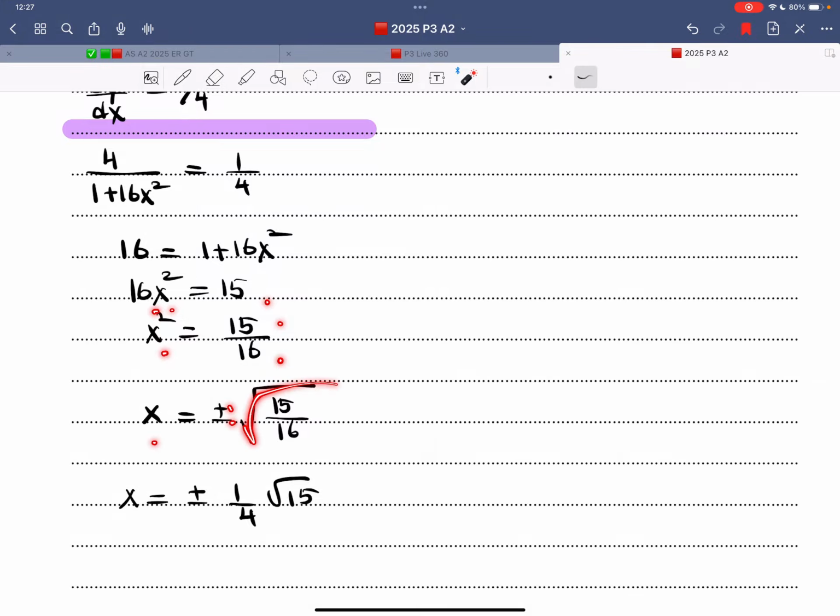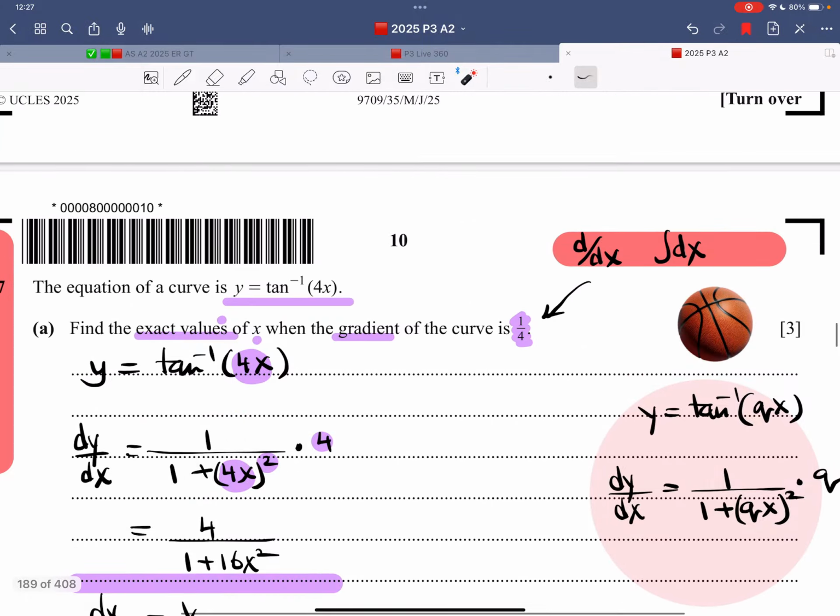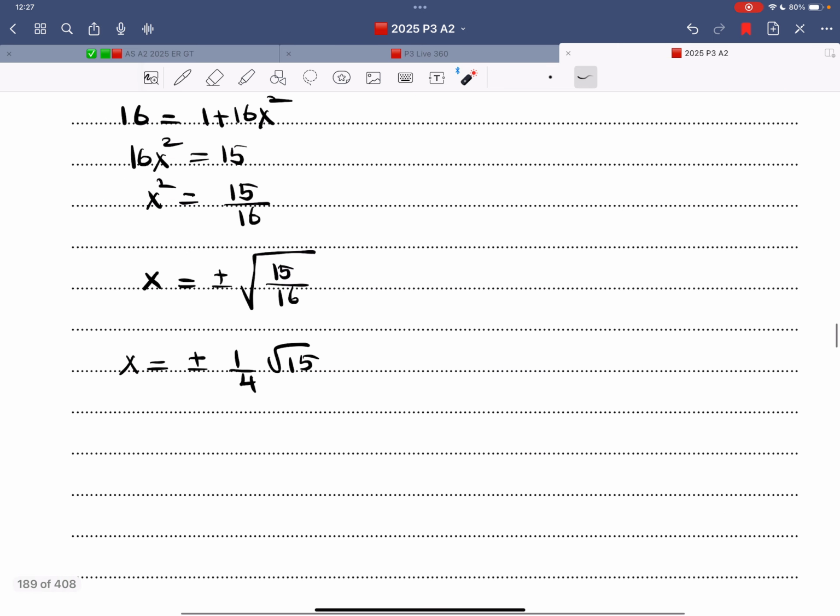X is square root plus minus. Don't forget. So square root of 16 is 1/4. Take it on the outside. Leave the answer in the third form. So that is exact. So now what does exact means?